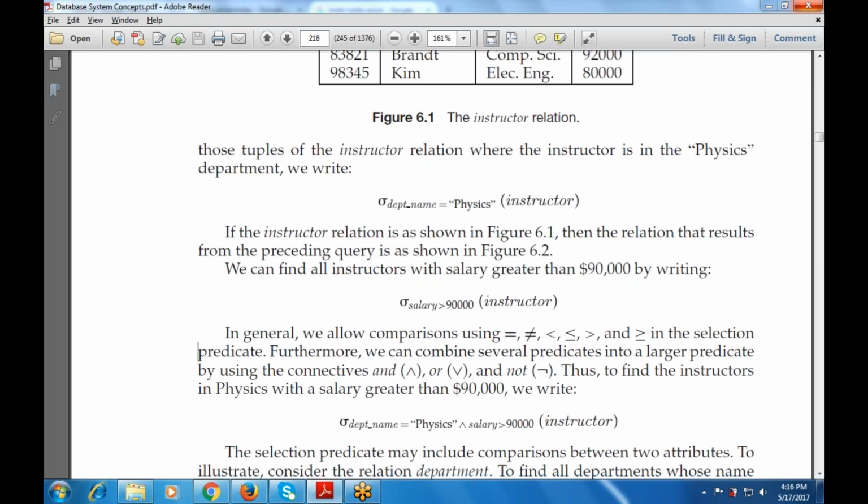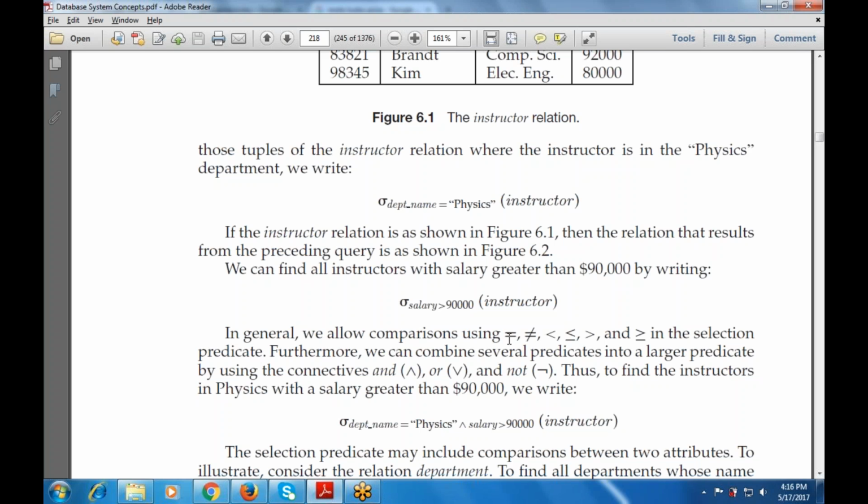We also allow comparisons using various operators, that is equals to, not equals to, less than, less than or equal to, greater than, greater than or equal to in the selection predicate. Furthermore, we can also combine several predicates into a larger predicate. That means we can combine the conditions by using and, or, not. Therefore, to find the instructors in the physics department or with a salary greater than $90,000.